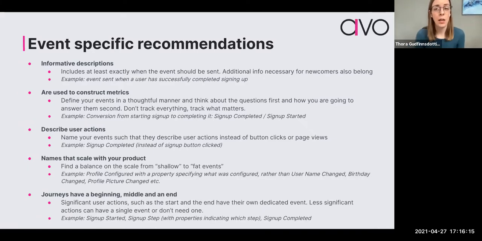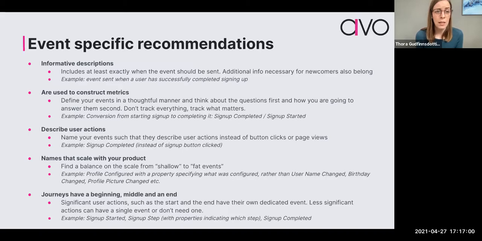For events, I think it's really important to have informative descriptions describing what the event means beyond what the event name is. And I really recommend having in the description something that says when the event is sent. Also, other information that is necessary for newcomers to understand or implement the event, but at least exactly when the event should be sent, not approximately, because then you're going to have discrepancies again. Discrepancies are something that you really, really don't want when you're working with data.